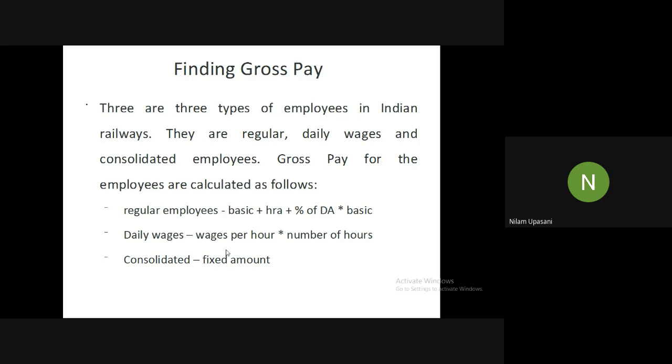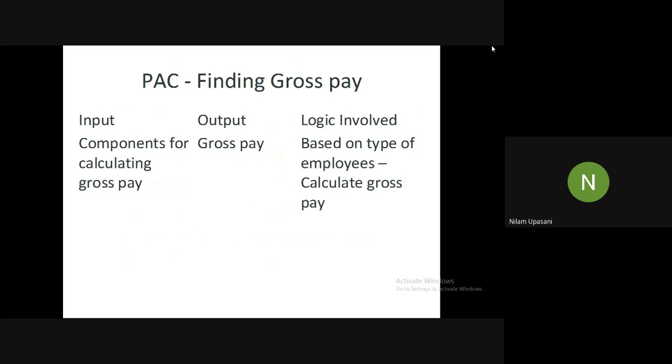So here the common point is we are calculating the gross pay, whereas the difference while calculating is that, depending on the type, the calculation formula will be different. That is the first difference. The second difference is the input will be different. For each of these functions, the input will be different. So here we can say that the input components for calculating gross pay is the input.